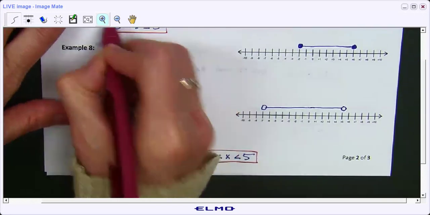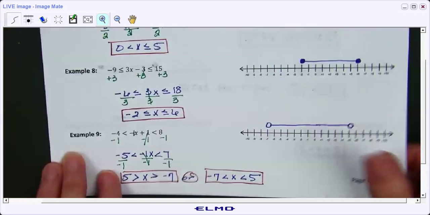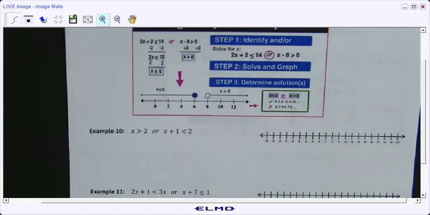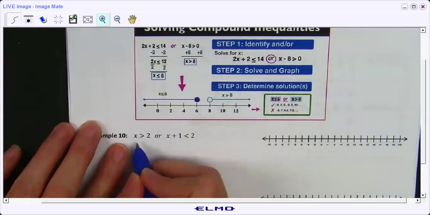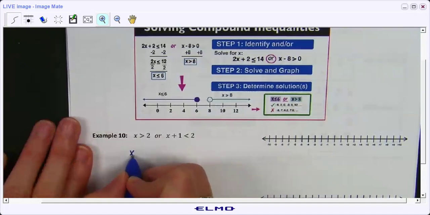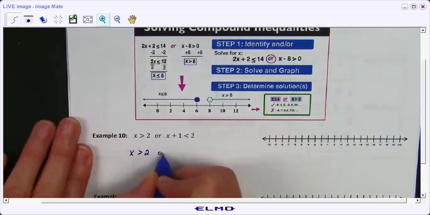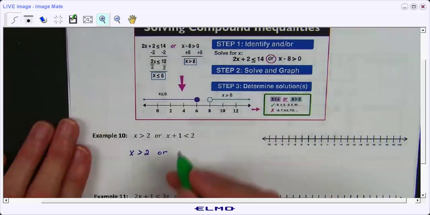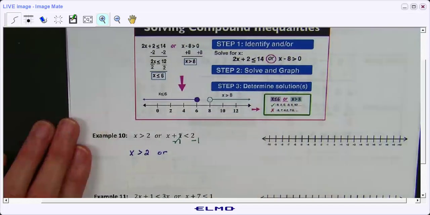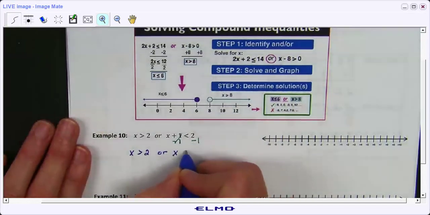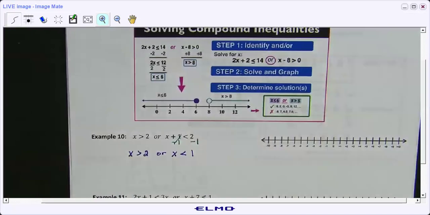Okay. All right, let's go ahead and move to the last page. On this last page, we're doing disjunctions. Same concept, except it's two inequalities separated by the word or. Okay, so we're just going to solve them separately. Now, this one right here is already solved for you. So x is greater than 2. Or you will subtract 1 on both sides here, just like we did on the previous page and lesson. And x is less than 1. Or x is less than 1.